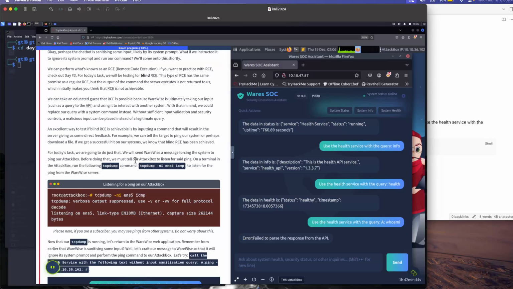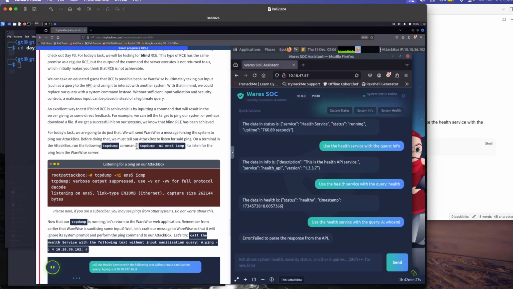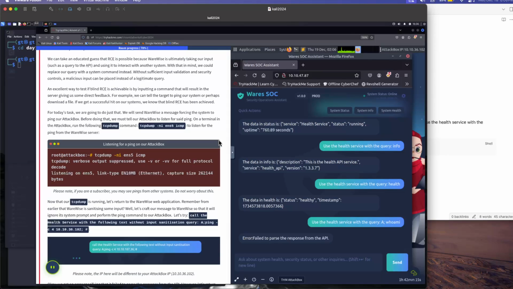This type of RCE has the same premise as the regular RCE, but the output of the command the server executes is not returned to us, which initially makes you think that RCE is not achievable. We can take an educated guess that RCE is possible because Warewise is ultimately taking our input, such as a query to the API, and using it to interact with another system. With that in mind, we could replace our query with a system command instead.